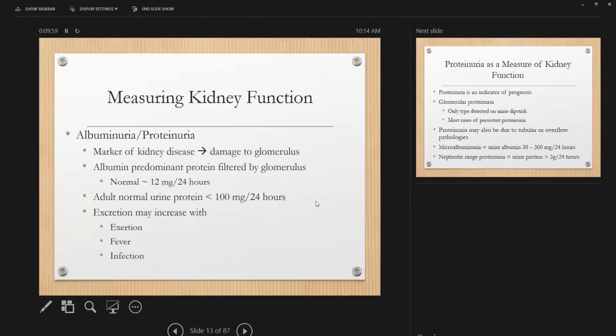The higher your number related to proteinuria, the greater the estimated injury that's occurring to the glomeruli. So your normal levels are about 20 milligrams in a 24-hour period. Adult normal urine protein is less than 100 milligrams in 24 hours. And excretion of protein can increase with fever, infection, and with damage to the glomerulus.